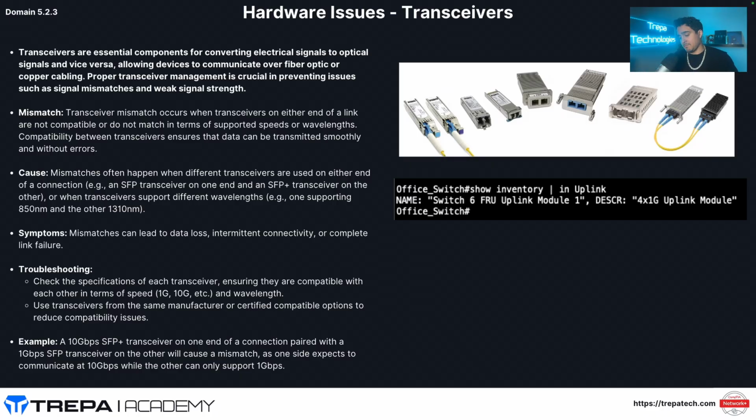So an example of a transceiver issue is a 10 gigabit per second SFP plus transceiver on one end of a connection paired with a 1 gigabit SFP transceiver on the other will cause a mismatch. And then we will have packet loss. We won't be able to pass traffic at all. Maybe SFPs support different wavelengths, okay? So one wavelength will be 850 and the other is 1,310. That could also lead to a mismatch.